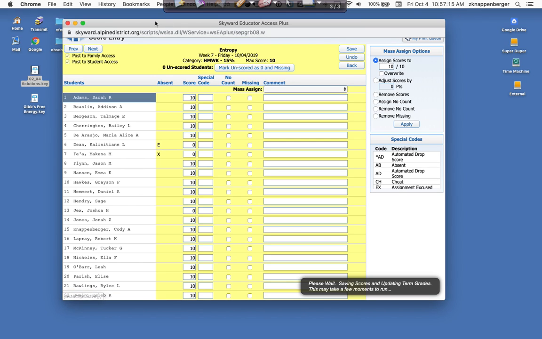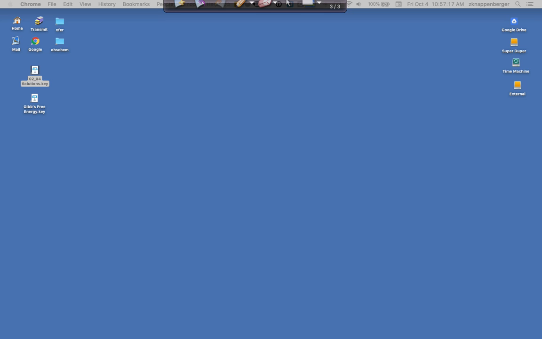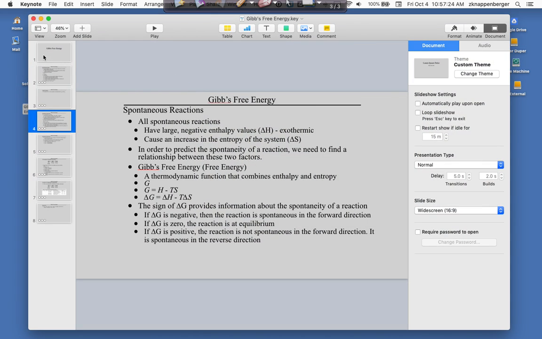So, guys, again, the plan for the day goes like this. In the same way that we can quantify enthalpy, we can also quantify entropy changes. Things happening, disorder going up, disorder going down. We can put numbers to this.